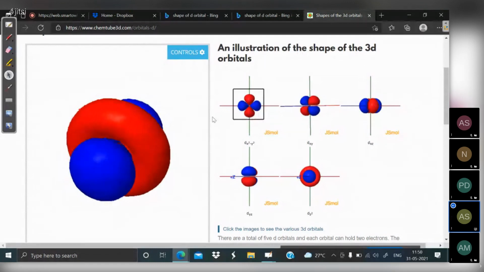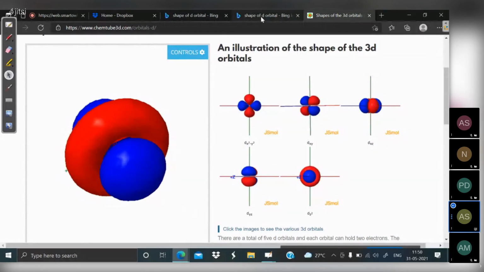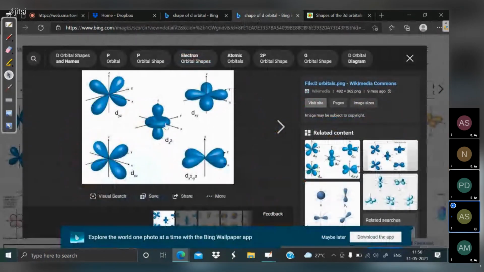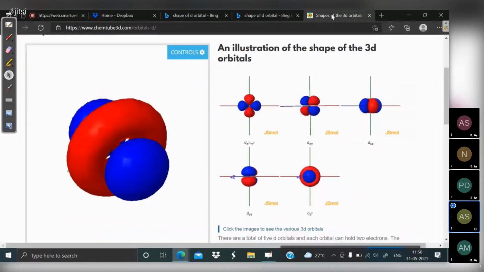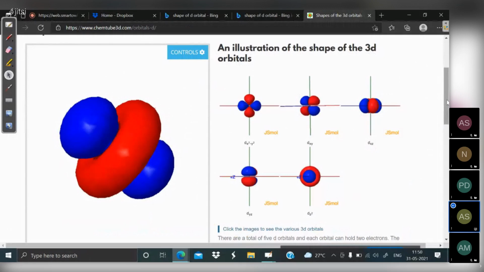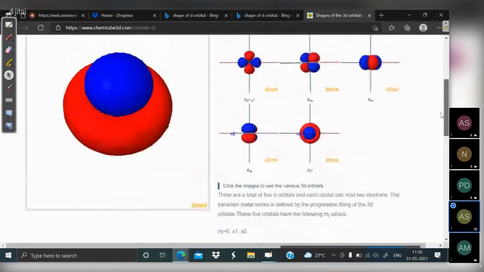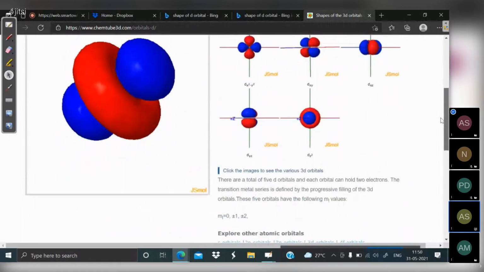Now, is the shape of d orbitals clear to you? These are the shapes that we are going to draw: dxy, dxz, and so on. This will be drawn. Is the shape of d orbitals clear to everyone? Yes, sir.